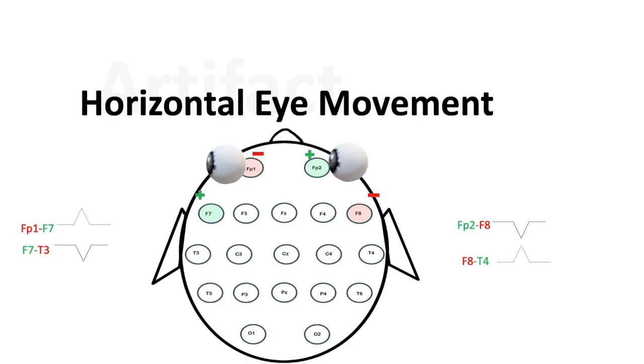Keep this in mind. This is a favorite question for electroencephalographers to ask their students. The best thing to do is to understand why, when you look to a certain direction, you'll have a positive polarity charge generated in that location.